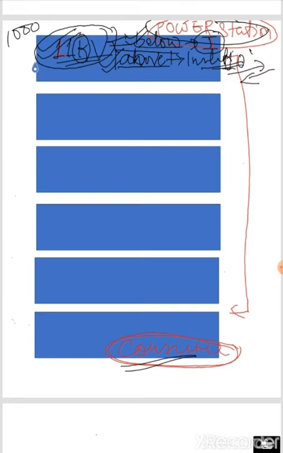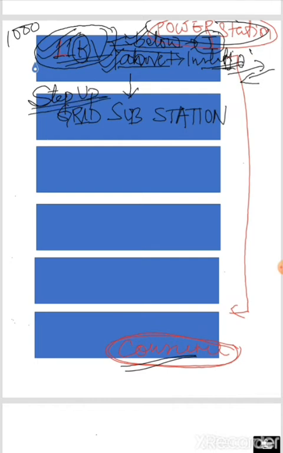So first of all, what happens here is this 11 kilovolt is supplied to a station called the grid substation. It is supplied to the grid substation where the power is stepped up by using a step up transformer. So the transformer that we use here is step up, and the voltage is increased to 132 kilovolt. Are you getting my point?